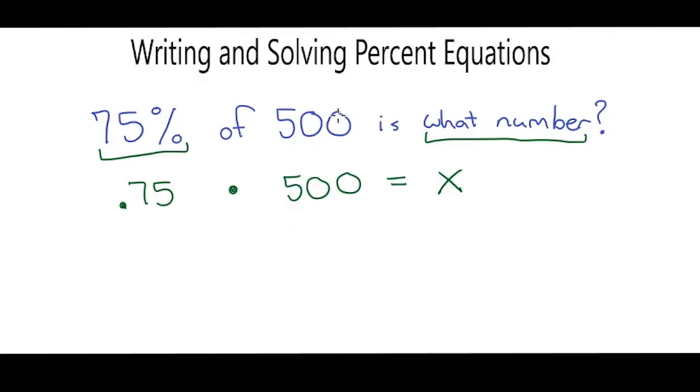All right, so now we need to find the solution. So what does x equal? Well, x equals 0.75 times 500, which is 375.